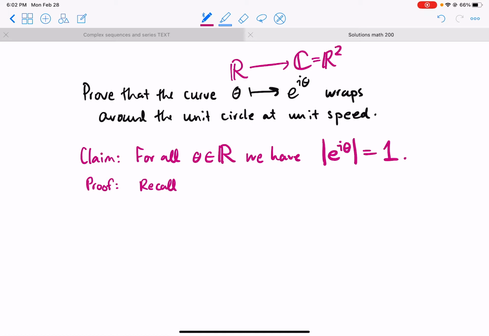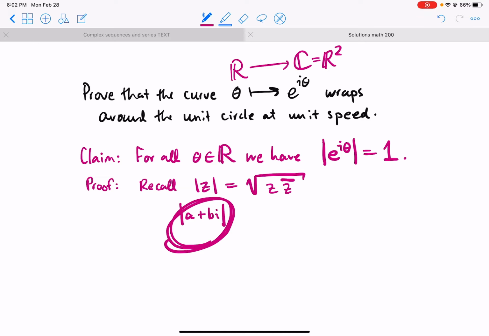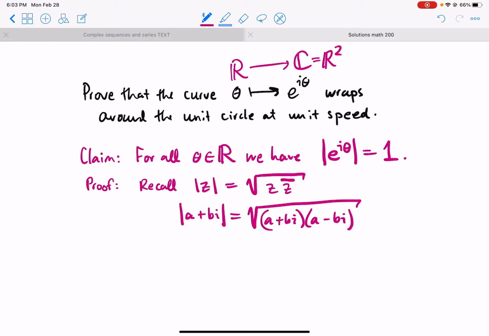Recall that the modulus of a complex number can be computed by taking the square root of the complex number times its conjugate. Okay, so in the case that our complex number is a plus bi, we actually know the real part and the imaginary part, so what this says is that it's equal to the square root of a plus bi times a minus bi. That is the complex conjugate, when we actually know the formula for our complex number. And square root. So let's look.